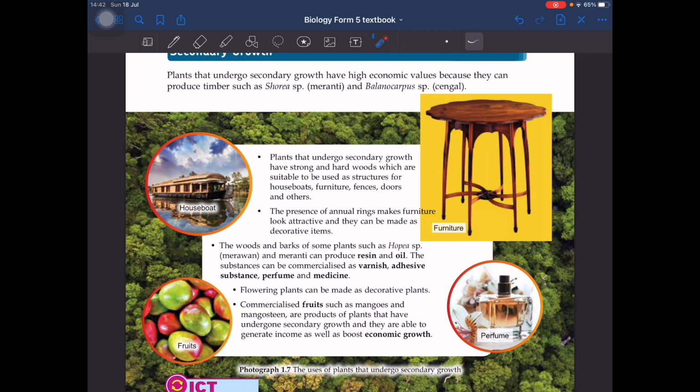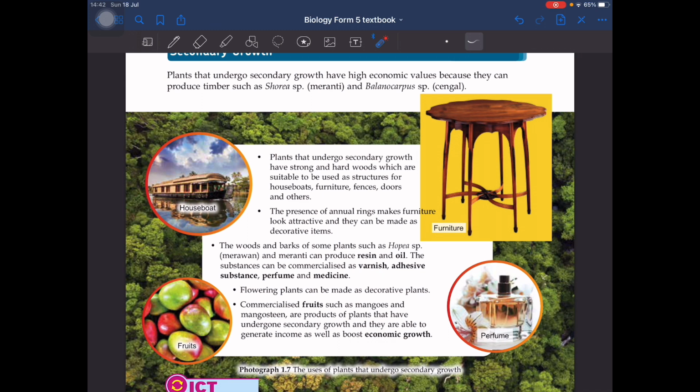Okay, so the presence of annual rings makes furniture look attractive, can be made as decorative items. I think you've seen a lot of those arts where they actually paint the annual rings on. So in natural wood, when secondary growth has made really obvious annual rings, it is actually kept as a design for the furniture or for the art because it has an appeal, you know, it is attractive looking.